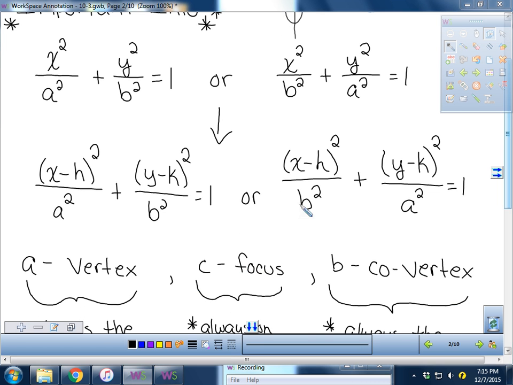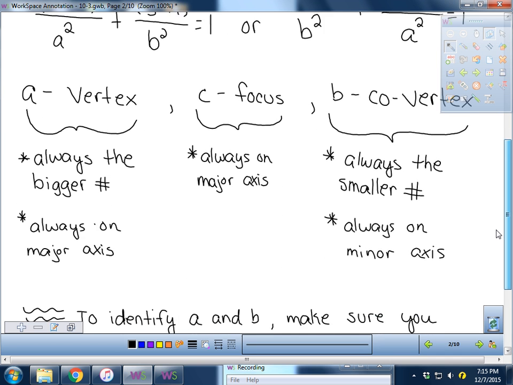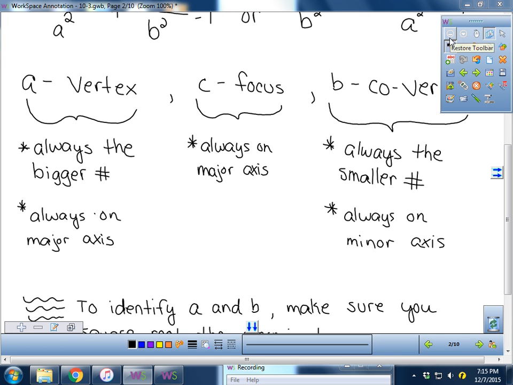Okay. The difference with these is that these equations right here do not have a center at 0, 0. They have numbers h and k, but the same thing applies with that. So let's talk about A, B, and C. A is your vertex. It's always the bigger number. Okay, always. And it's always on what we call the major axis, so that tells you which direction you're going. All right, B is your covertex. It's always the smaller of the two numbers on the bottom, and it's always on your minor axis. C is always on the major axis. So these two are always on the major axis.